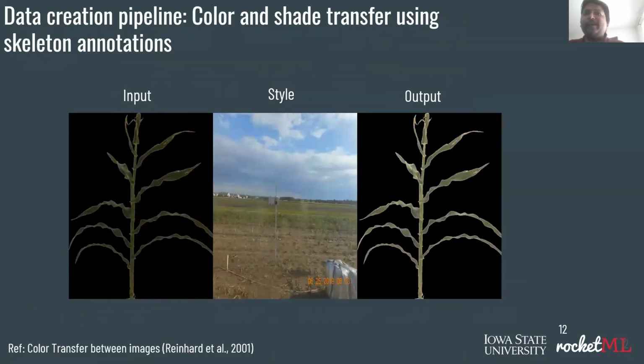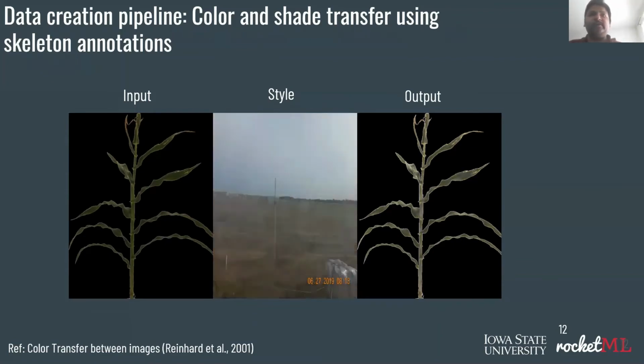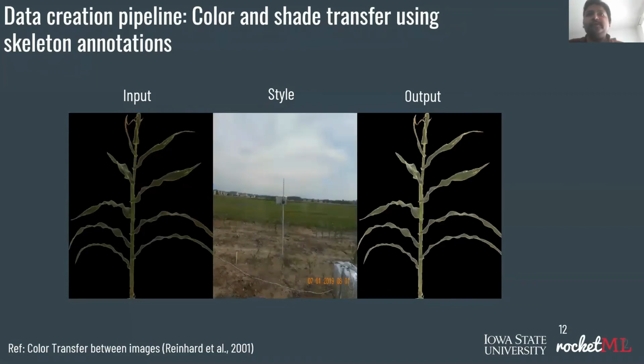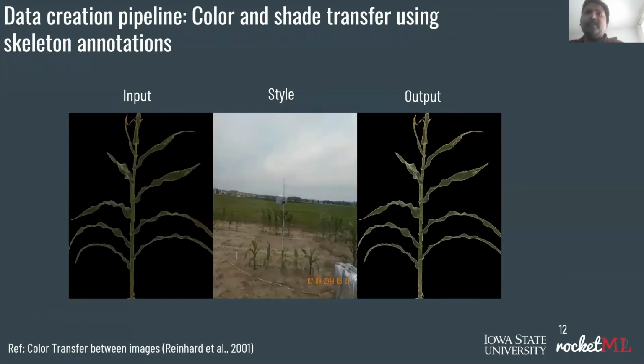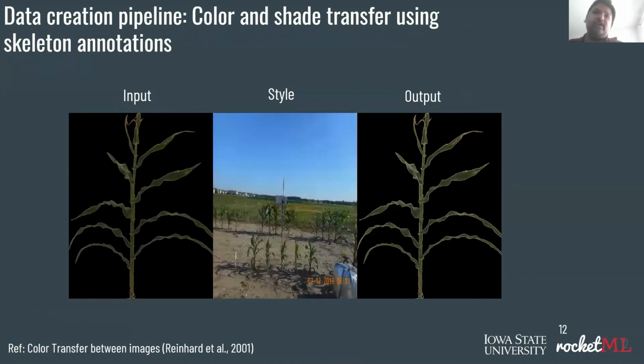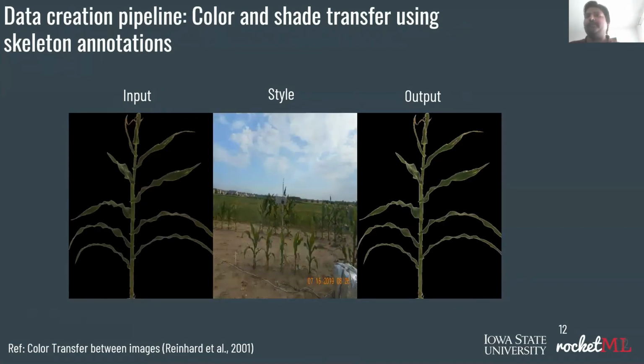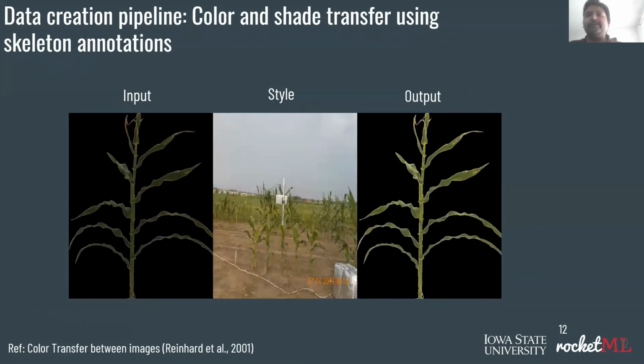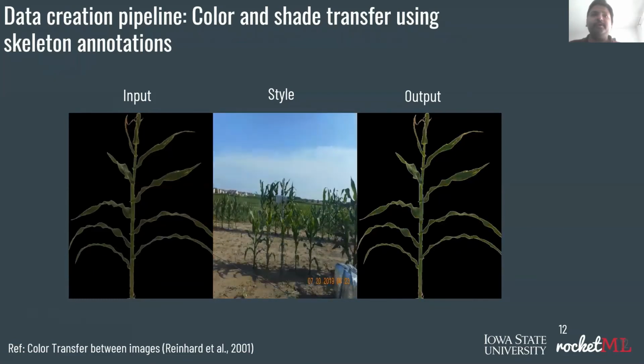We applied a color and shade transfer based augmentation method for our data creation pipeline. The goal of color and shade transfer is to convert the color and shade components of the input images similar to the color and shade components of the style images. Using the color and shade of the skeleton annotated style images, we were able to make the color and shade components of the indoor images look very similar to the infield images. This process helps us in reducing the distribution shift between the indoor and outdoor plants.